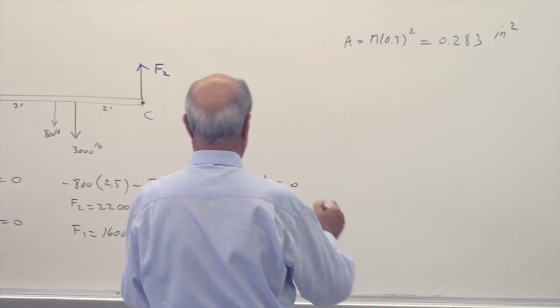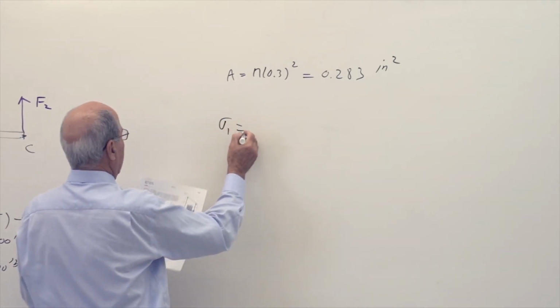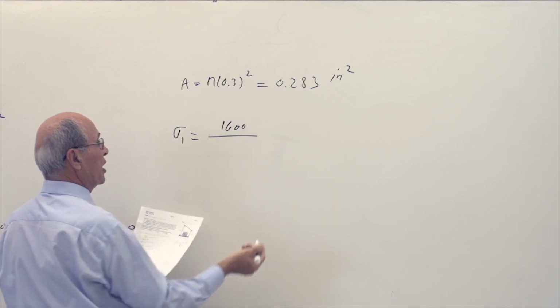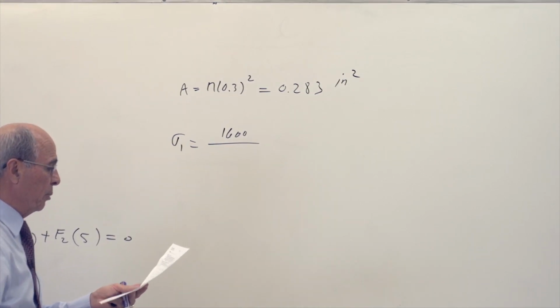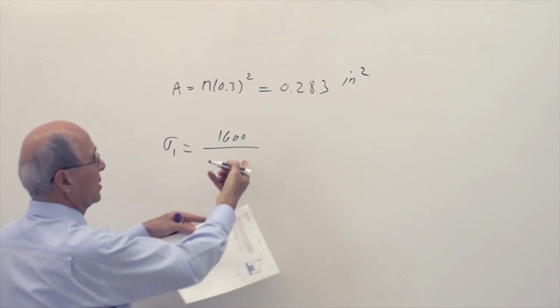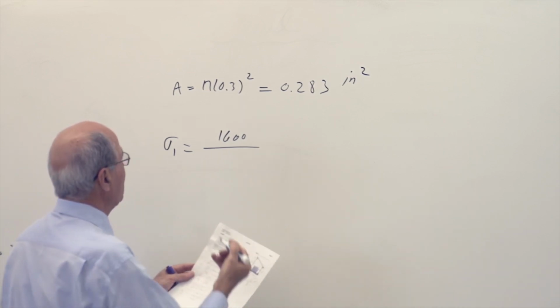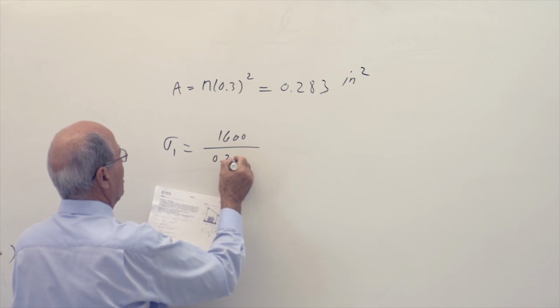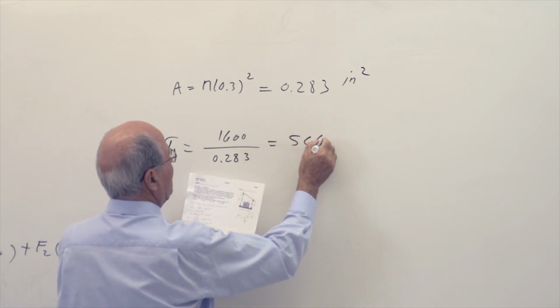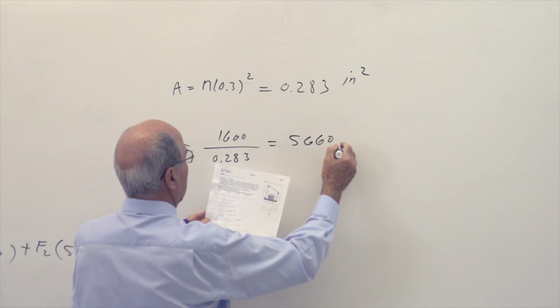Then you calculate sigma. Of course, sigma 1, which is the force. The force is 1600. You see how simple this is. That's what I said. You don't get too many points for doing this because the formula was given. All you have to do is calculate this and put it in the formula on top of the page, divided by area, 0.283. So it comes out to be 5,660, for example, or something similar to that.